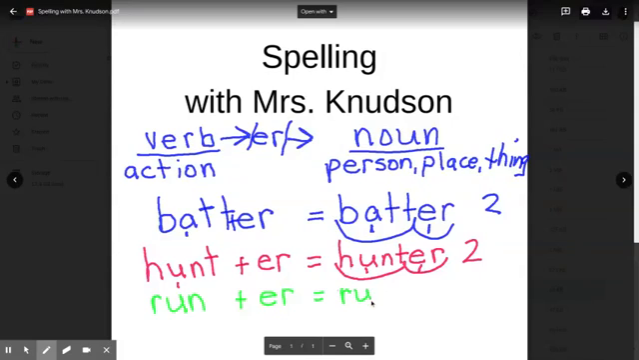runner. And just like with bat, where we had a consonant and a vowel and a consonant, I have to put a consonant there to close it up, else it will be runer. So we have consonant, vowel, consonant. I have to add another N because I don't want to be a runer. I want to be a runner. So we have taken a verb, added er, and we have turned it into a noun, someone who runs. And we have two syllables, one here and one here.